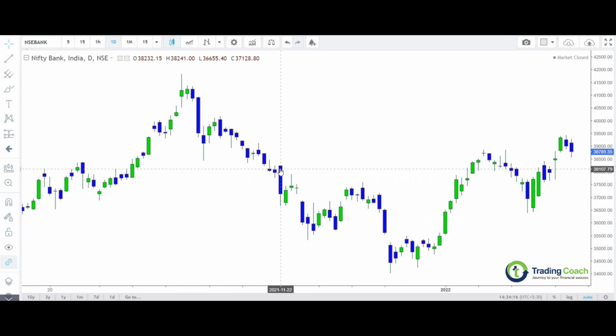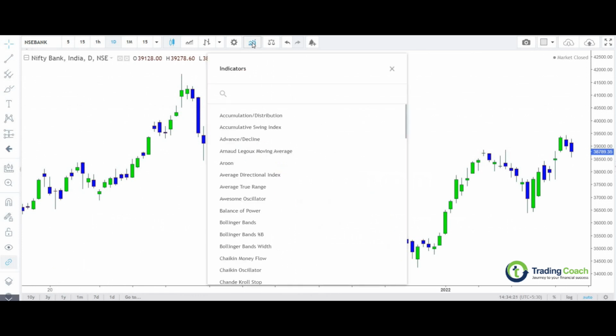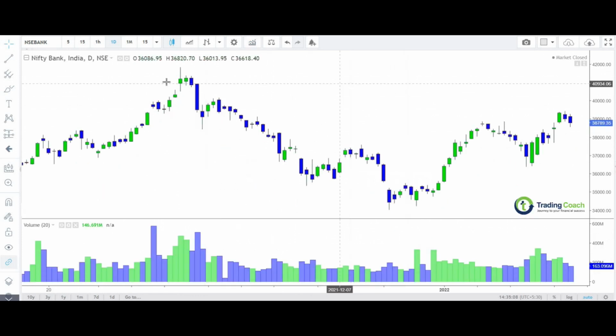First let me start by adding the volume on the chart here. Let me go to the indicator section exactly over here and add the volume. On this Bank Nifty chart, I have added the volume. You can see the volume graph plotted just below the price chart.